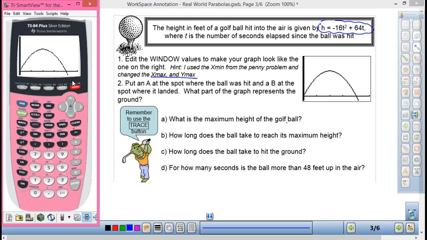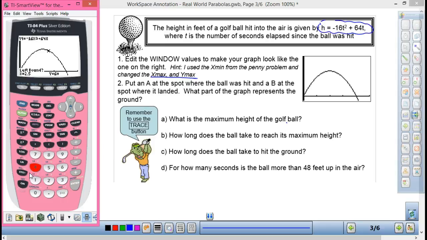Now, for part A, the maximum height, I want to show you how to find the max without using the trace button. I want to show you how to find the exact maximum without having to estimate it. So we're going to calculate something. We're going to hit second, trace, because calc is above trace. And what are we calculating? The maximum, right? So we're going to hit 4.